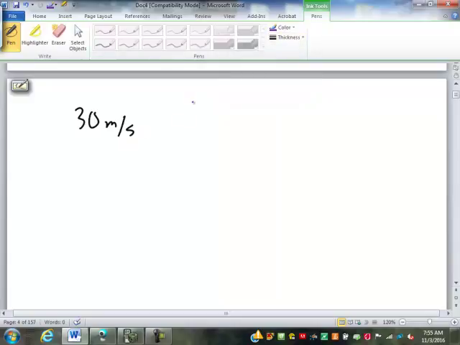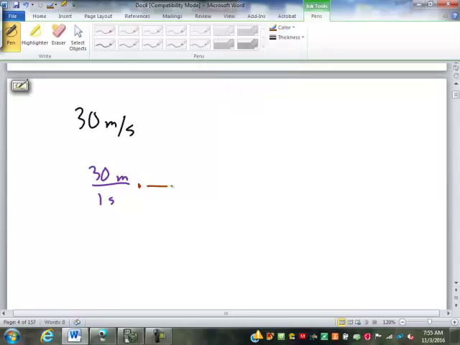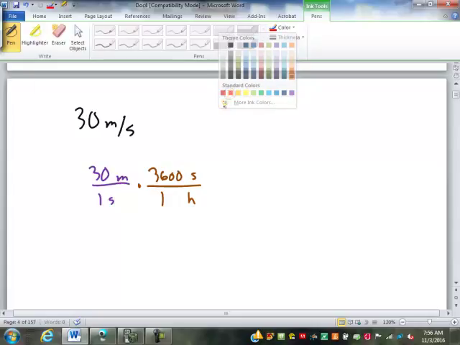Let's look at converting it with the metric first. 30 meters per 1 second. Let's convert it into kilometers per hour. So I'm going to have to get rid of the seconds and go to hours. I'm going to do this all in one step. Instead of doing 60 seconds in a minute, 60 minutes in an hour, there's 3,600 seconds in an hour. Seconds are gone.